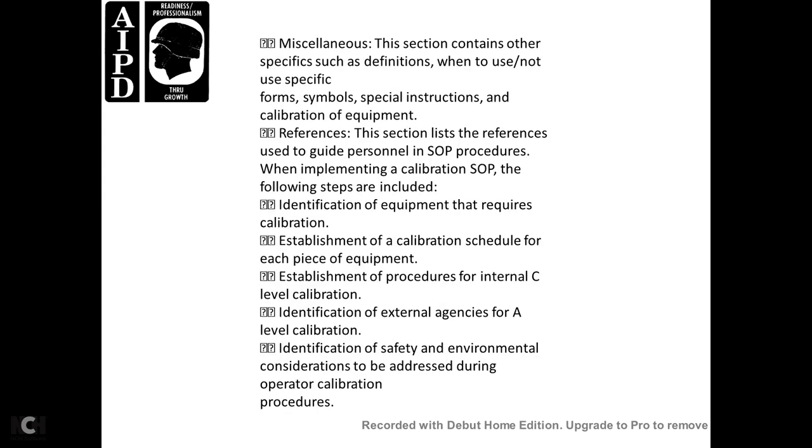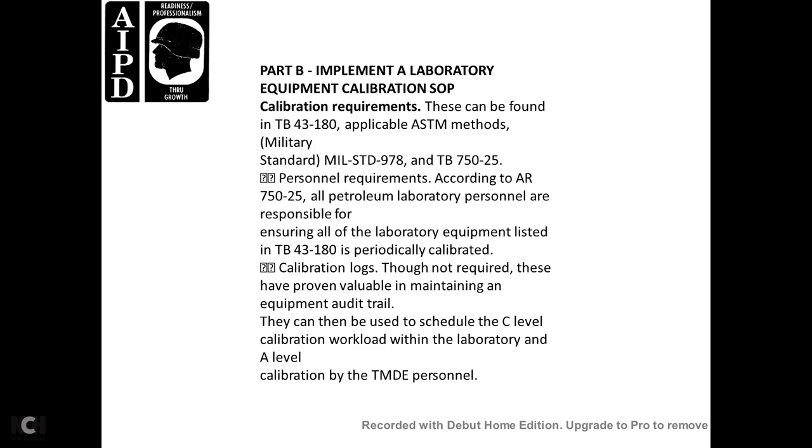Miscellaneous section, which contains other specifics, such as definitions when used, specific forms, symbols, and special instructions for calibration of equipment. Reference section, which lists the references used to guide the personnel standard operating procedure. Implementation of the calibration standard operating procedure includes the following steps: identification of the equipment that requires calibration, establishing the calibration schedule for the equipment, establishing the procedure for internal C-level calibration, identification of the external agency for the A-level calibration, and safety and environmental considerations to be addressed during operational calibration procedures.